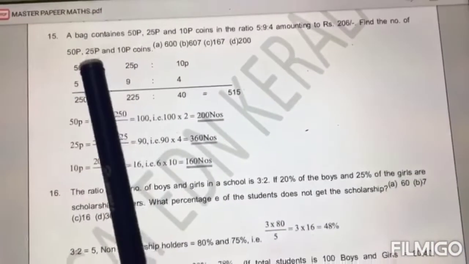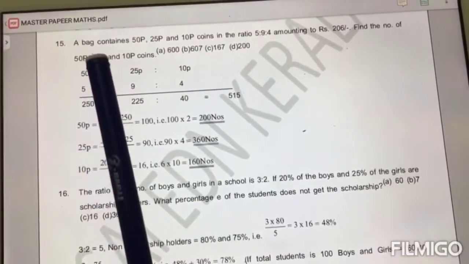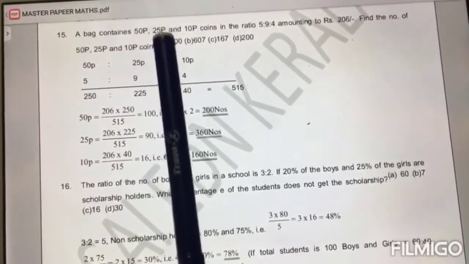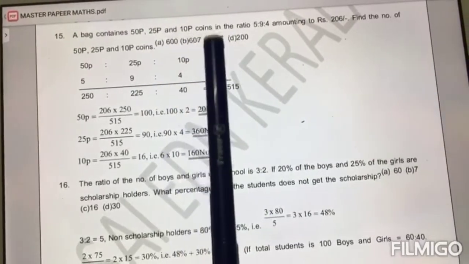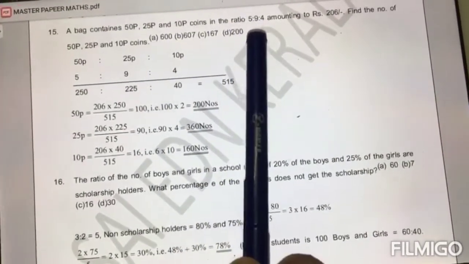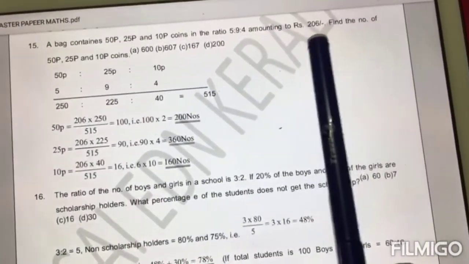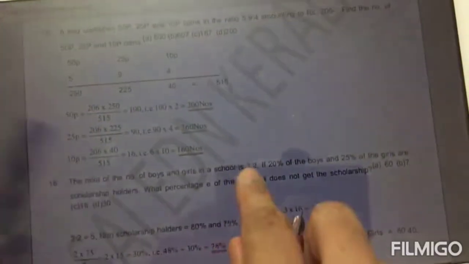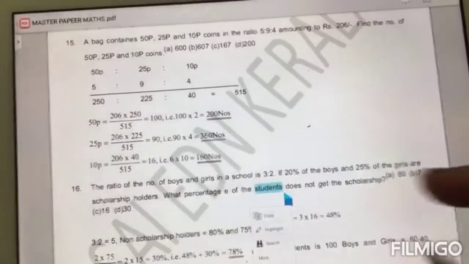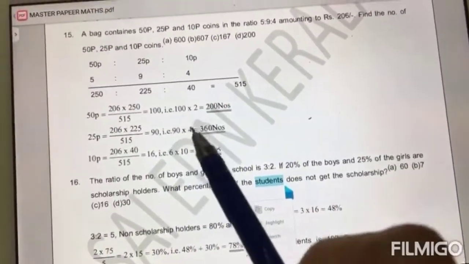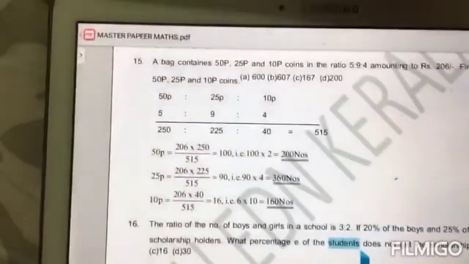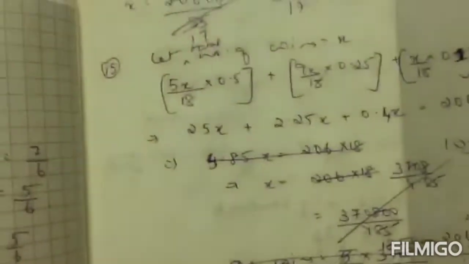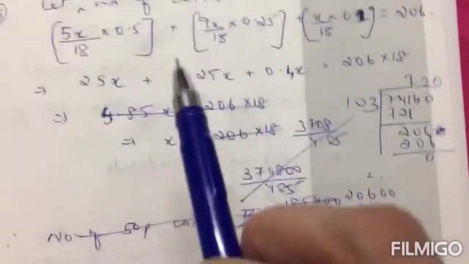Alright, we'll start with number 15. A bag contains 50 paise, 25 paise and 10 paise coins in the ratio 5:9:4, amounting to rupees 206. Find the number of 50 paise, 25 paise and 10 paise coins. So they have given a working. You can do it this way or you can do it the way that we will talk about. Let's look at how we've done. Sorry, my working is a bit messy.